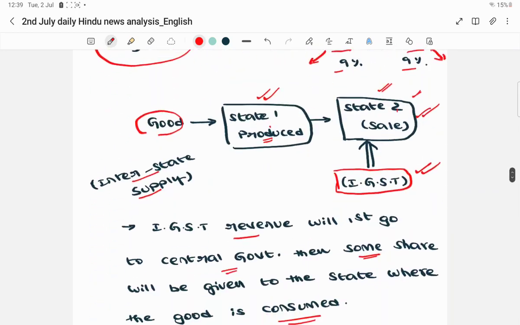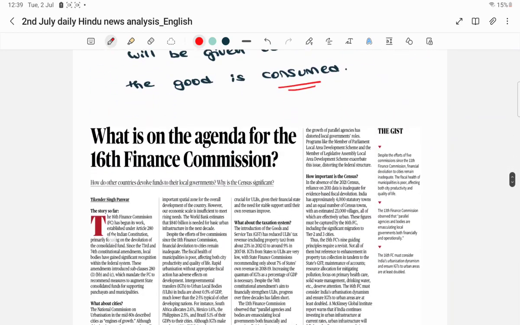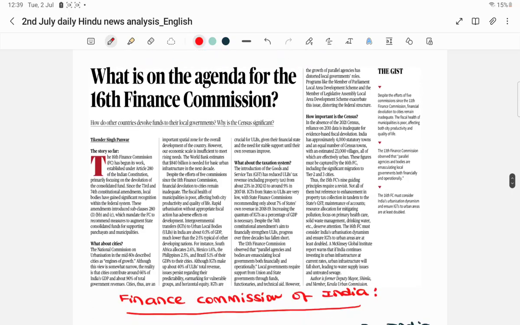As far as the next article is concerned, what is on the agenda for the 16th Finance Commission? An important article got published, and it is important for GS paper 2, polity, specifically constitutional bodies, and among constitutional bodies it is the Finance Commission. The Finance Commission of India is one of the important constitutional bodies of our country, and it is constituted under Article 280 of the Constitution.